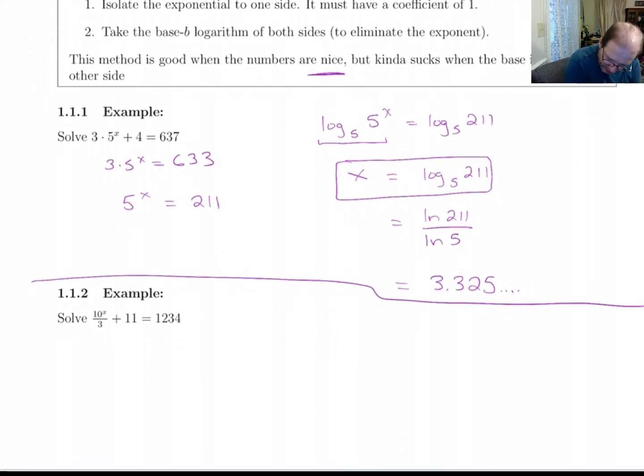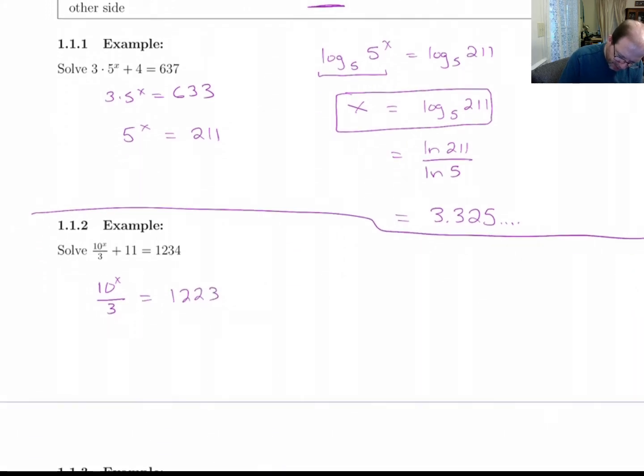We've got 10 to the x over 3 plus 11 equals 1234. All right, so let's take 11 off of both sides. So we've got 10 to the x over 3 equals 1234 minus 11, which is going to be 1223. Now I've got to multiply both sides by 3.